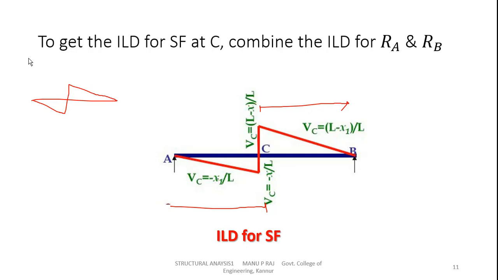For any section, if this is a beam and you want to draw the ILD at this section, we'll draw like this. If this is x distance, then this is x by L. See, x by L. This is a negative value and this is a positive value, and this is (L minus x) by L. See, (L minus x) by L.